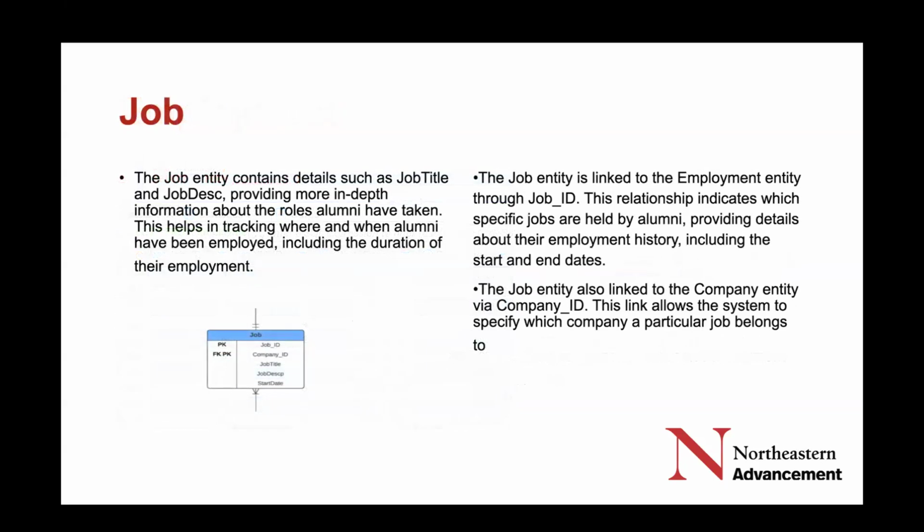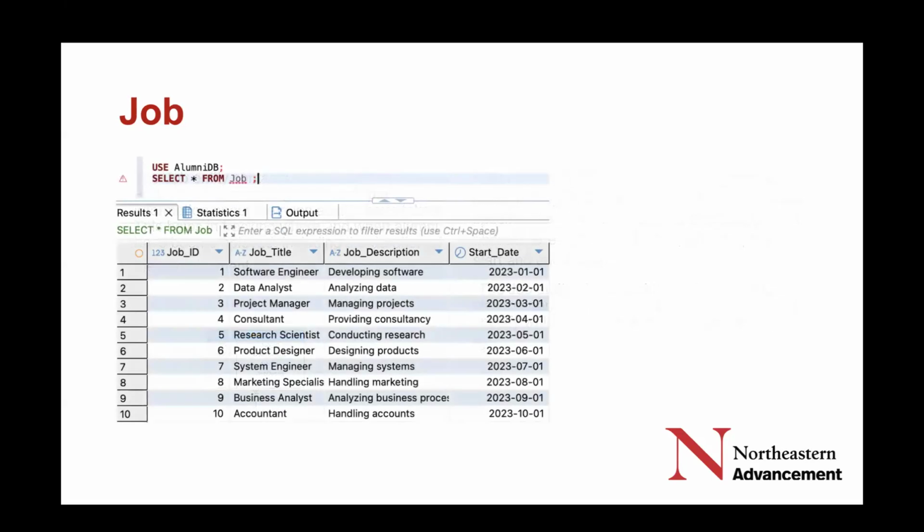Thanks. This is the job table. This job table provides detailed information about the roles alumni hold after their graduation. It includes fields like job title, job description, and start date to capture the essential details about each position. For example, the different roles such as software engineer, data analyst, and project manager, along with their respective responsibilities. So this table will allow us to track alumni career progression and the types of roles they take up in various industries. Next, please.